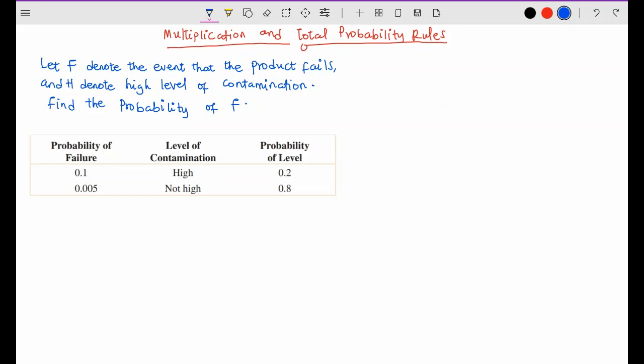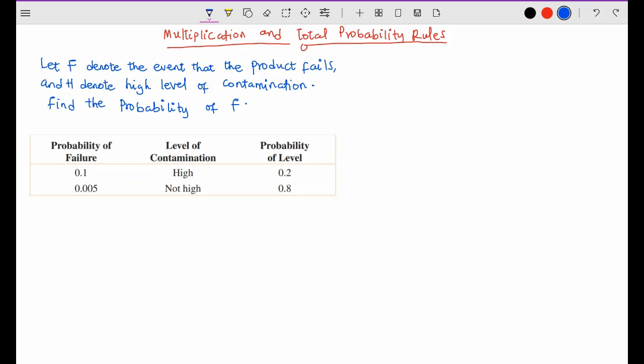In this video, we are going to learn about multiplication and total probability rules. So I have an example here, but before we solve this example, I want to explain what the multiplication and then the total probability rules are. Okay, so let's look at the multiplication rule.